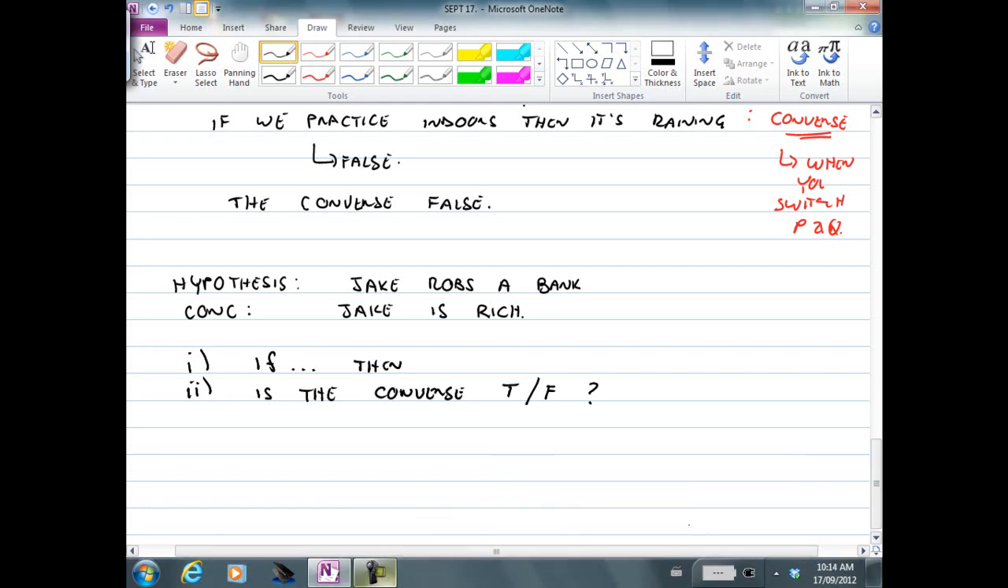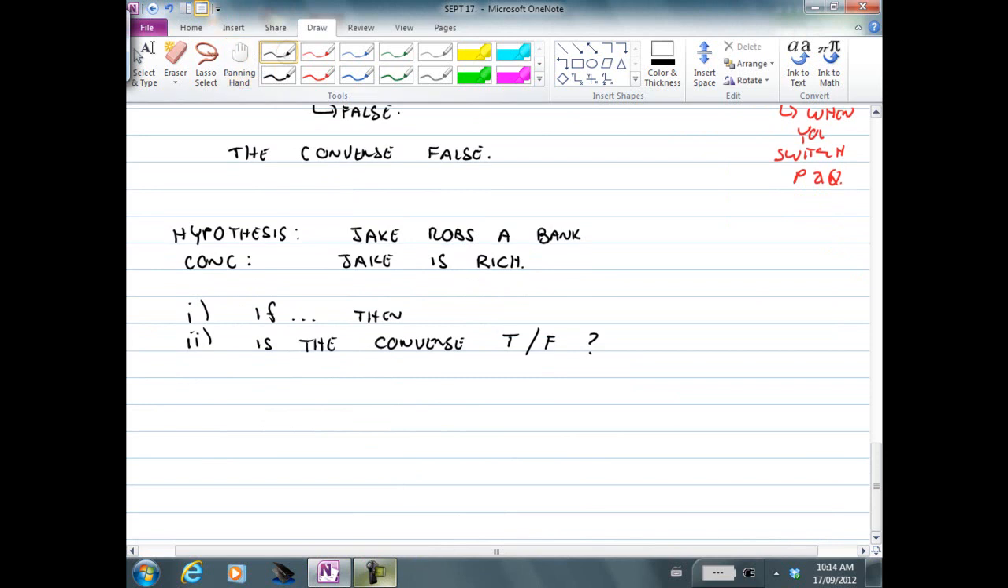I'm going to pause. So what's your if-then statement, Andrew? If Jake robs a bank, then he gets rich. So if Jake robs a bank, then he gets rich is correct. Jake robs a bank, then he is rich.